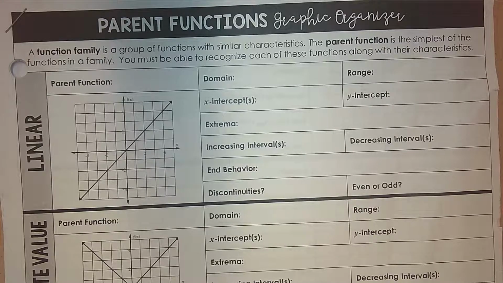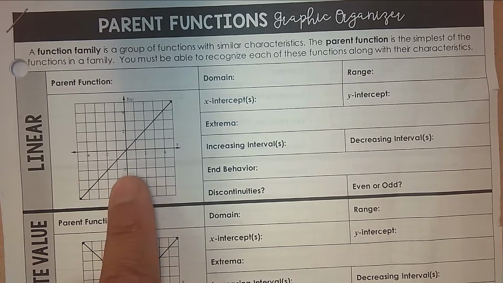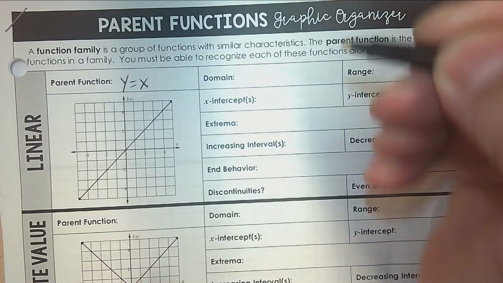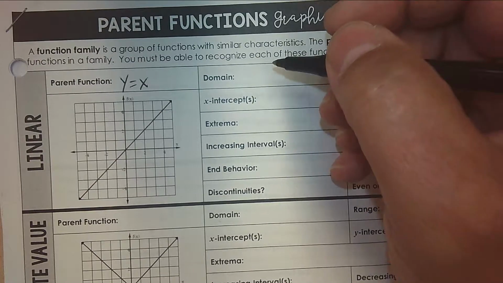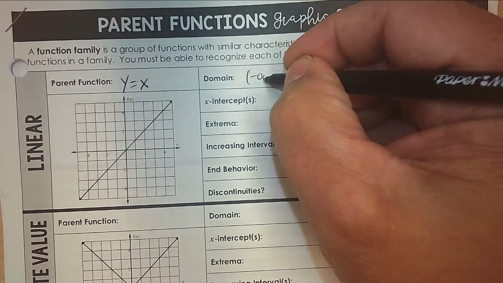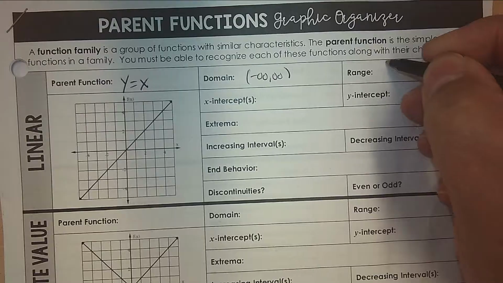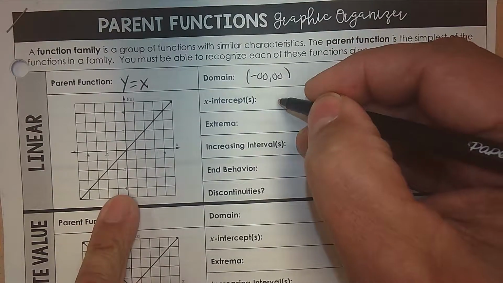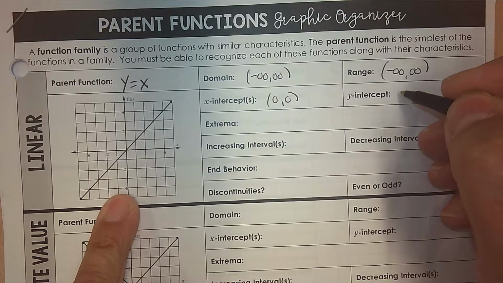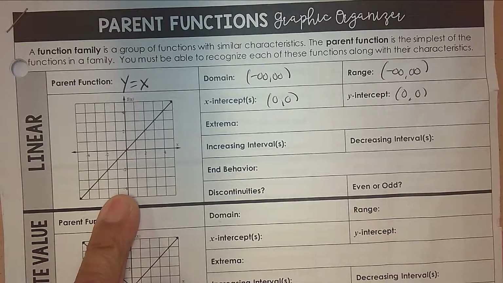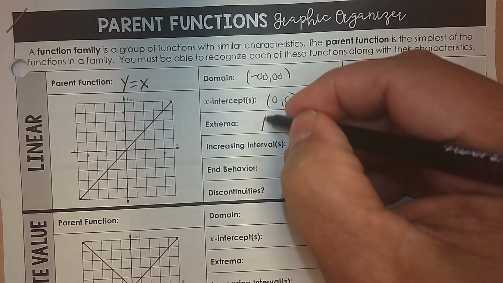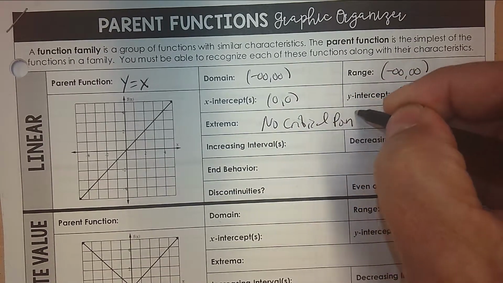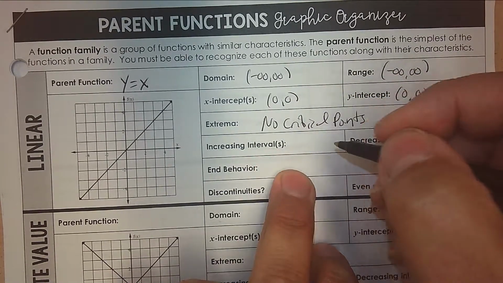So first, what does the equation look like? So we can see a linear. The equation you're looking at is just y equals x. The domain and the range are all real numbers. The x-intercept and the y-intercept for this one you can see is 0, 0. There are no critical points. It's strictly increasing.